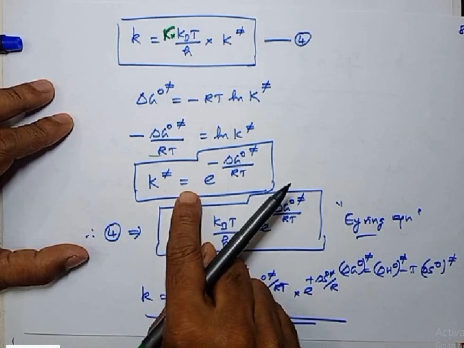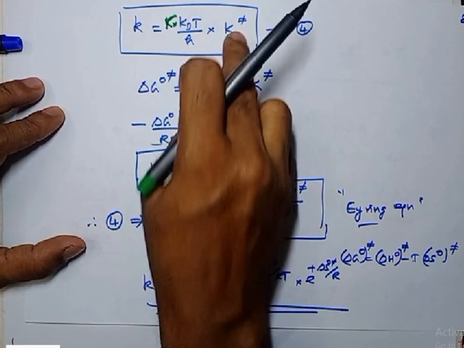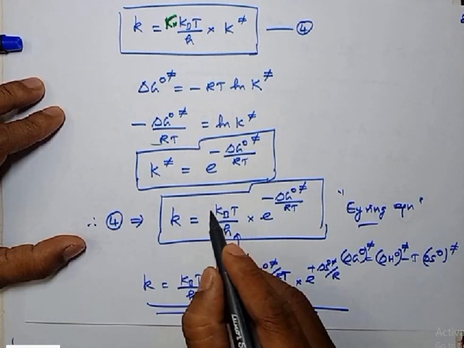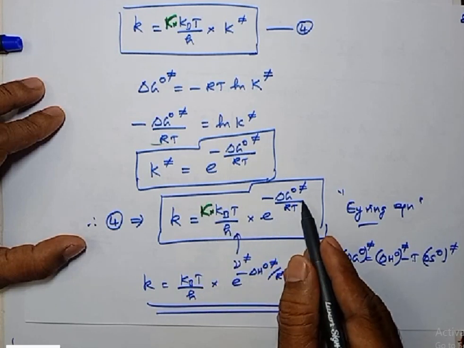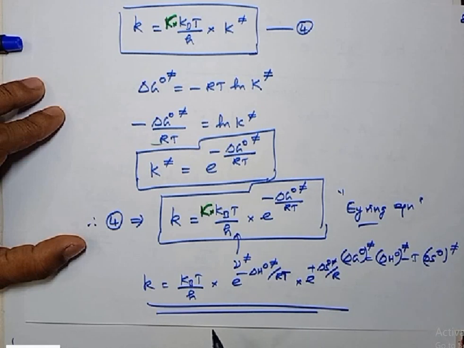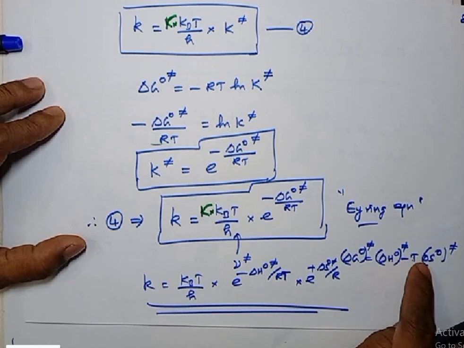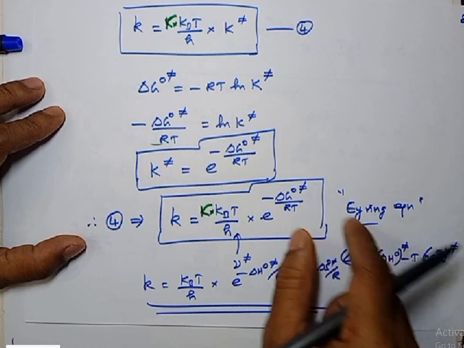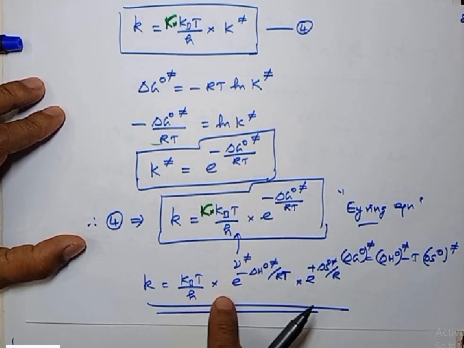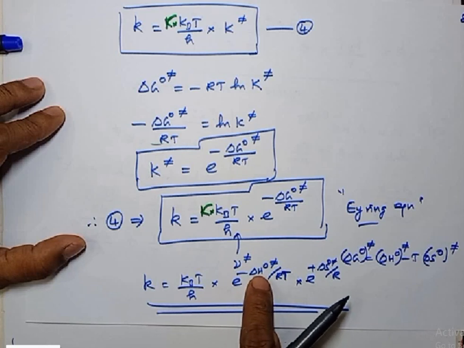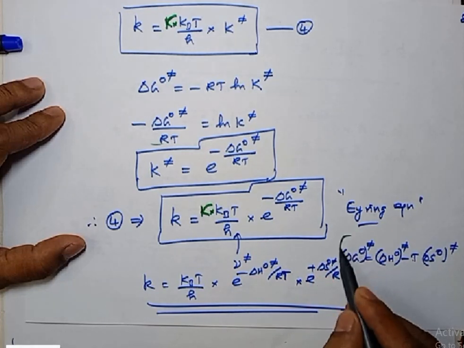Okay, so K double dagger equals e power minus delta G naught double dagger by RT. Substitute this in equation 4, so you will get rate constant equal to kappa into KBT by H into e power minus delta G double dagger by RT. Delta G naught is nothing but delta H naught minus T delta S naught. If I substitute this in this equation, we get rate constant equal to kappa KBT by H into e power minus delta H naught double dagger by RT into e power plus delta S naught double dagger by R.